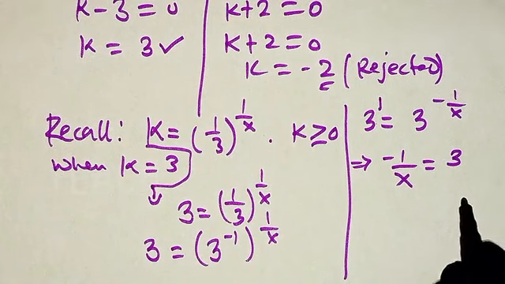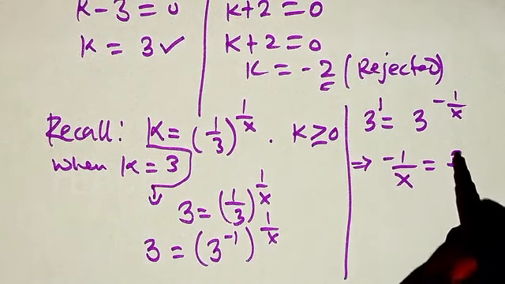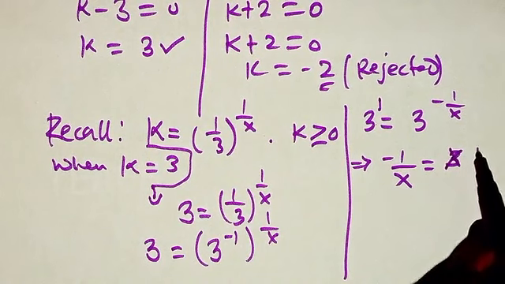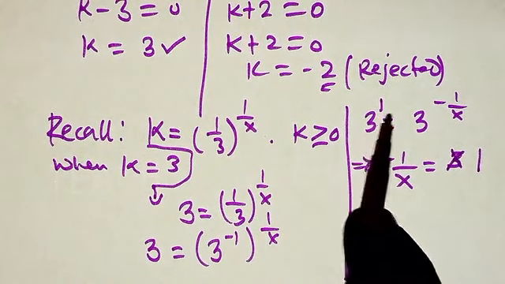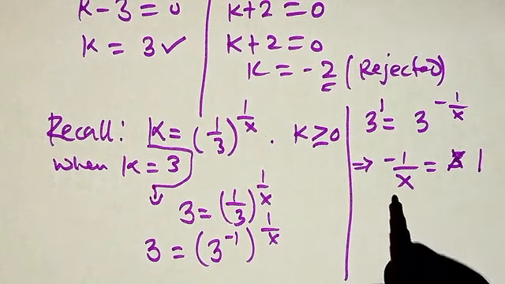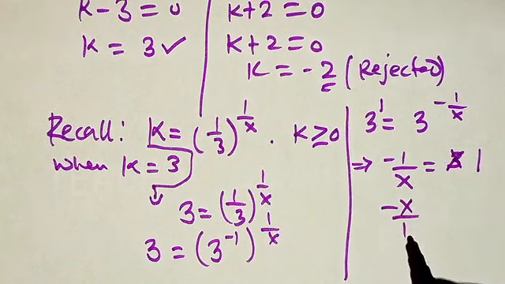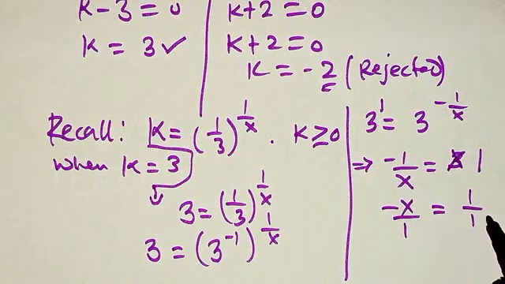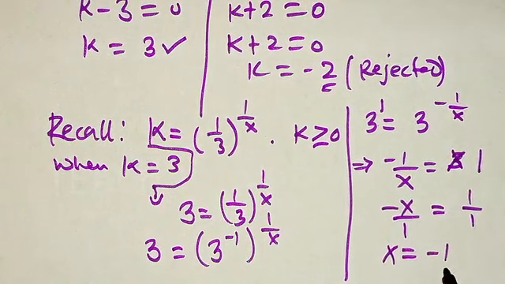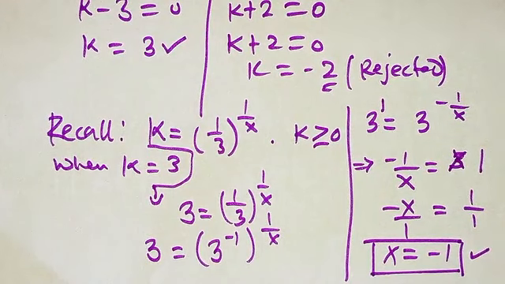Now if we take the reciprocal, we have minus x over 1 equals 1 over 1. So x will be minus 1 automatically. So we have x equals minus 1 to be the solution to this problem. If you want to check, you can kindly check whether this is the main solution to the problem given above.